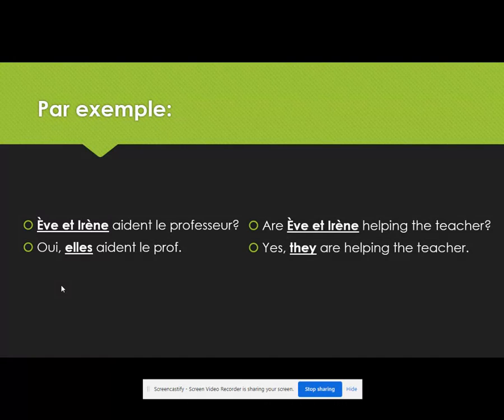Hopefully this helps you to see that question answering in French is very similar to English, that we must establish who we're talking about in our question or statement before we can replace them with a pronoun in the answer, and that the pronouns, as long as you know what they mean in English, you can definitely rely on English to help you through this.